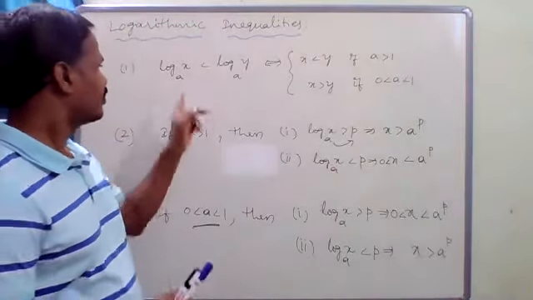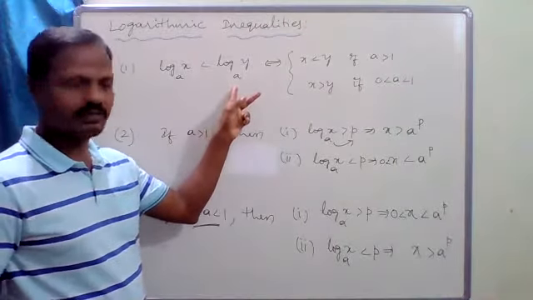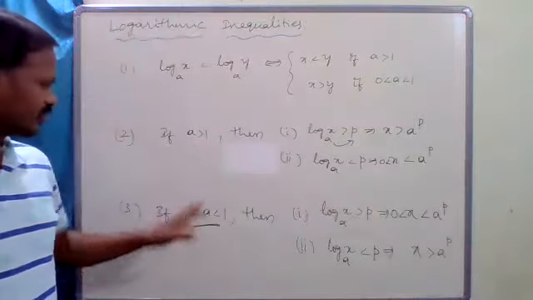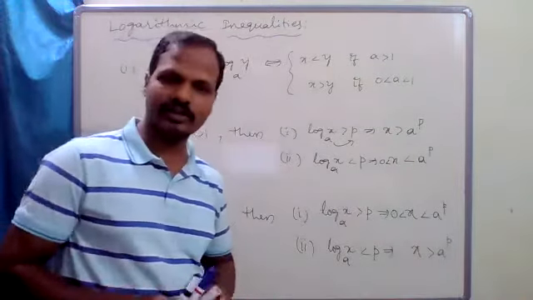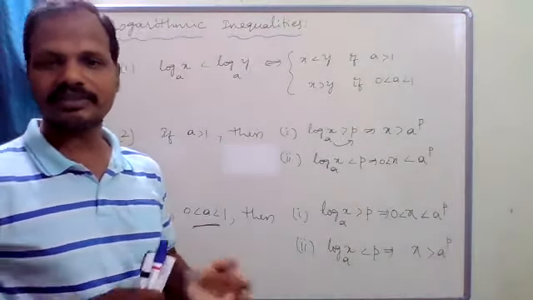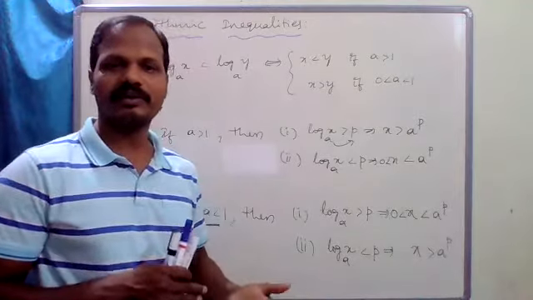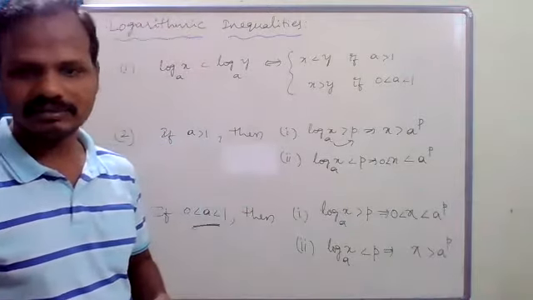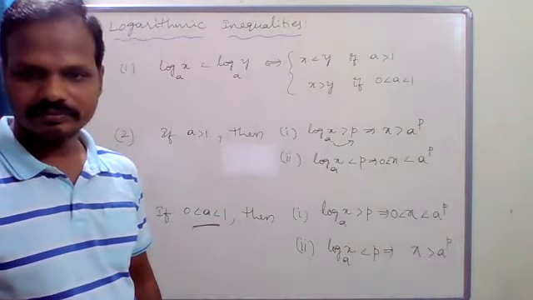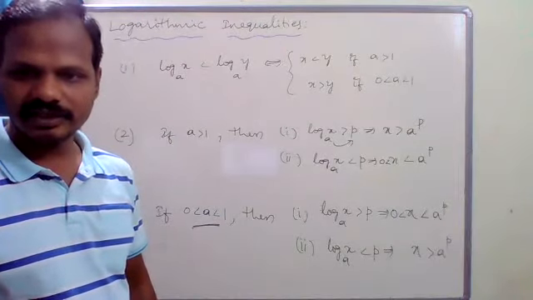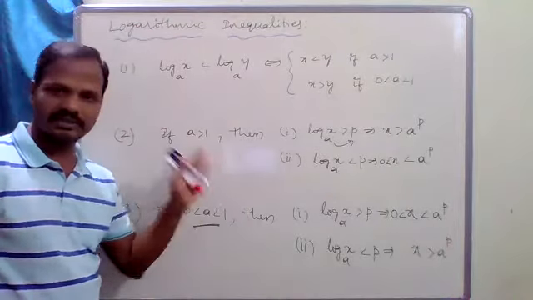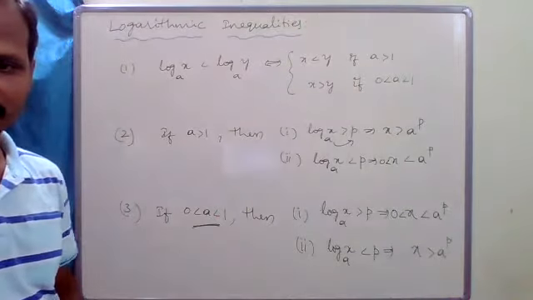Is it clear? If a base is greater than 1, the same sign will follow everywhere. If the base lies between 0 and 1, the sign, that is the inequality, will be changed. In place of greater than, less than will come. In place of less than, greater than will come. Okay? Is it clear? Already we discussed this in the first year logarithm chapter.